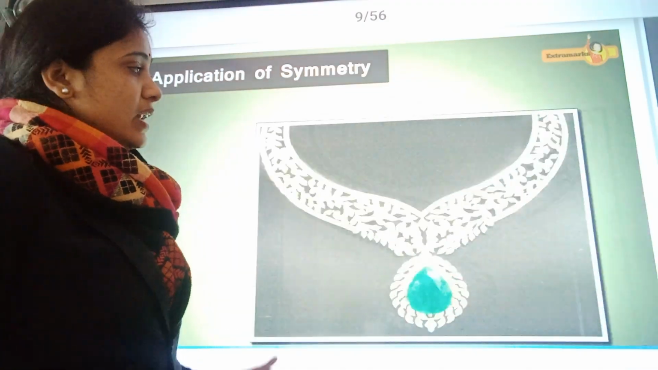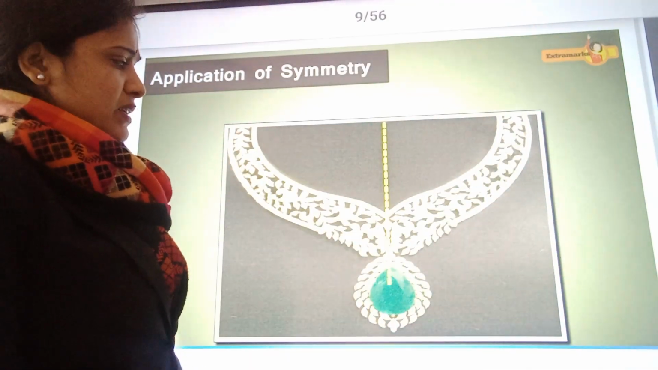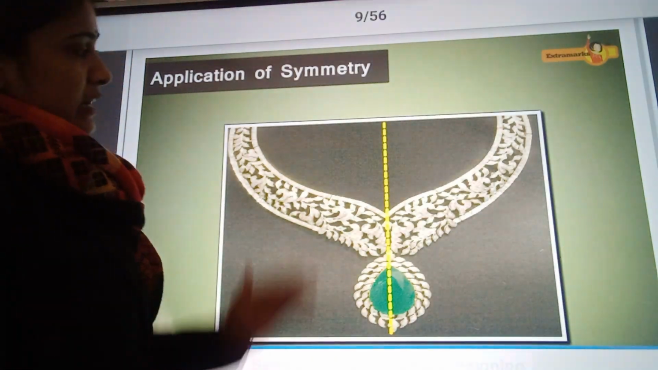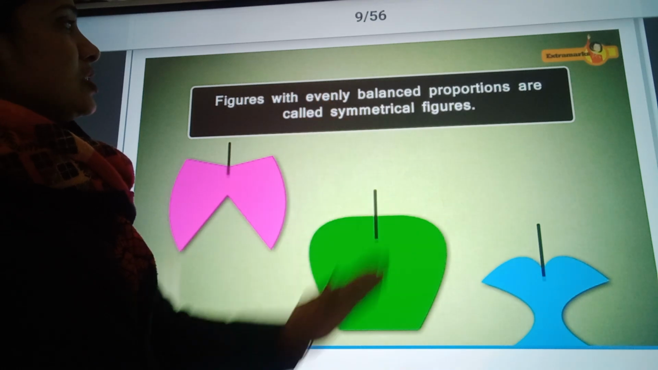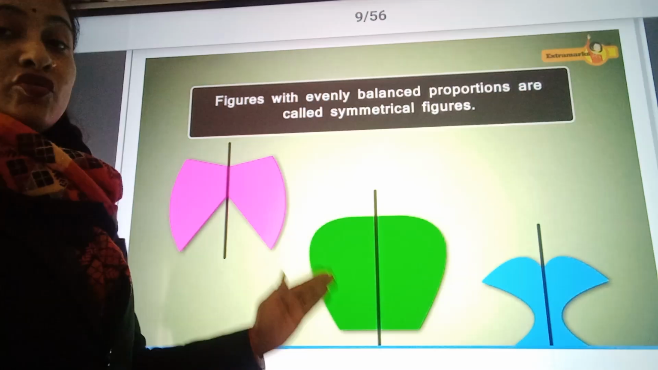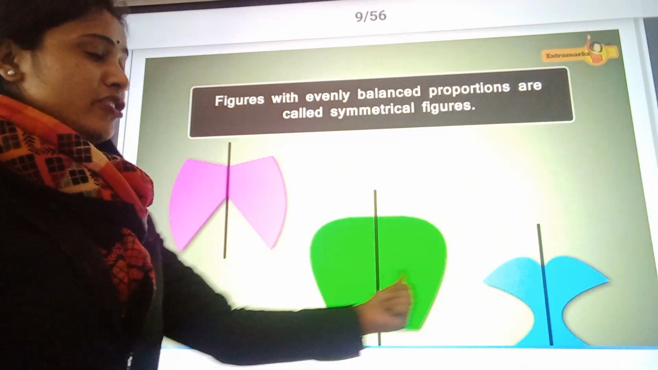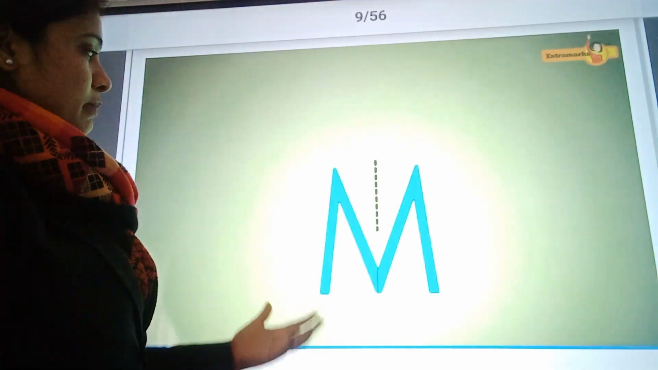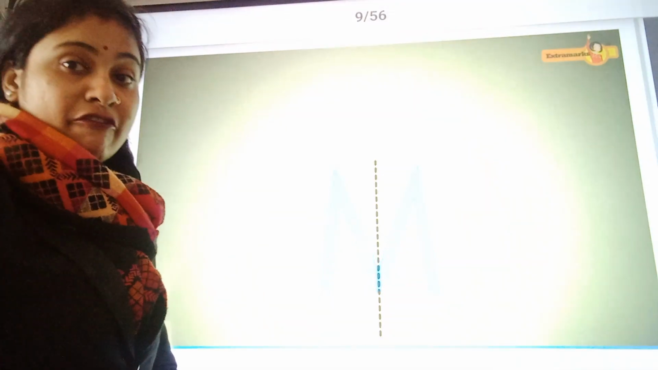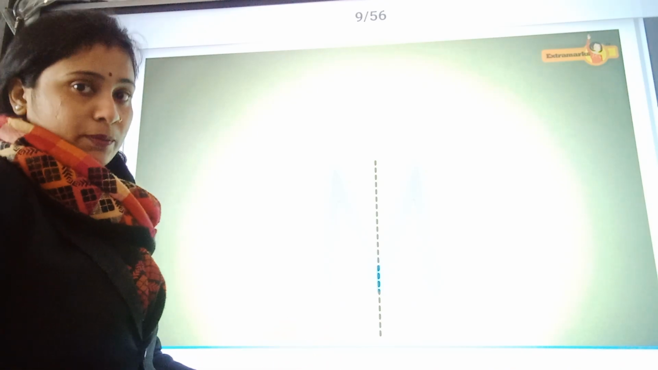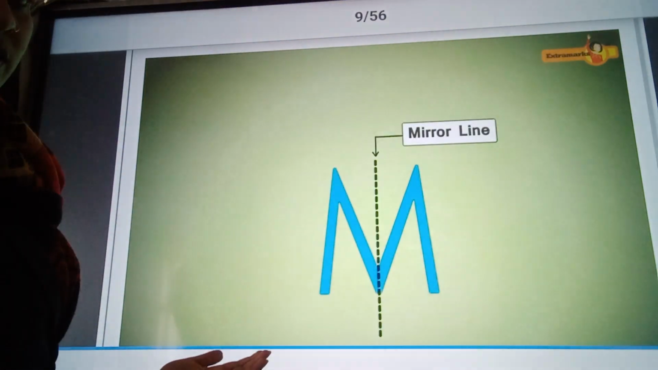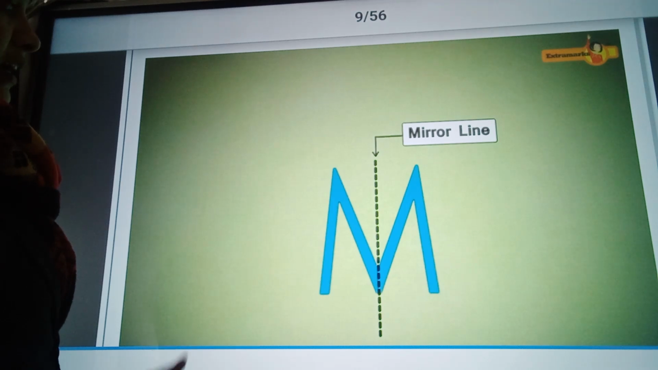Okay, so this is the line of symmetry. All the figures basically we can see. So the figures with evenly balanced proportions are called symmetrical figures. And here we have different shapes which show that they are symmetrical. Here we have some alphabets which show that they are symmetrical in shape. Alright, it shows there that they are symmetrical.